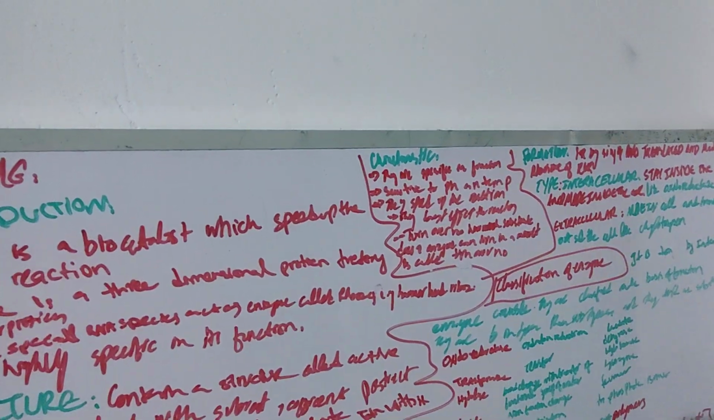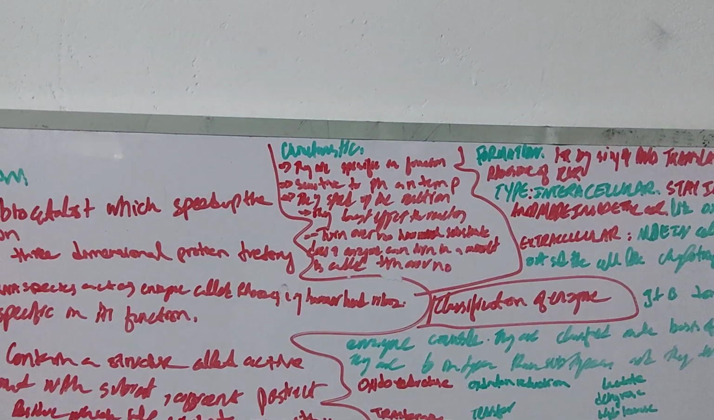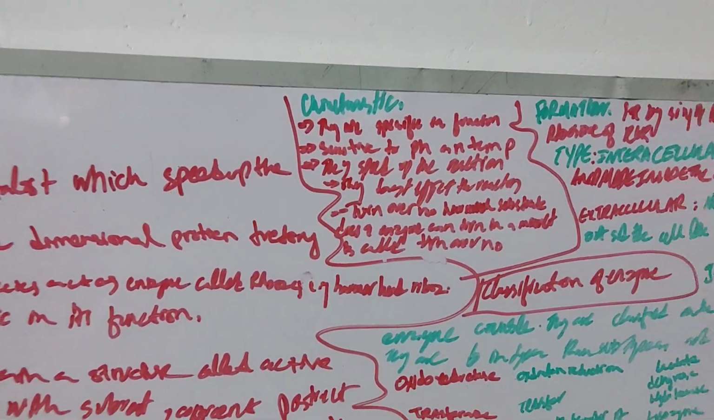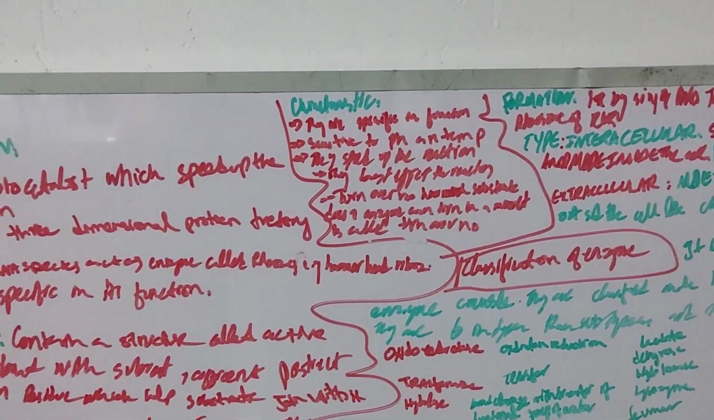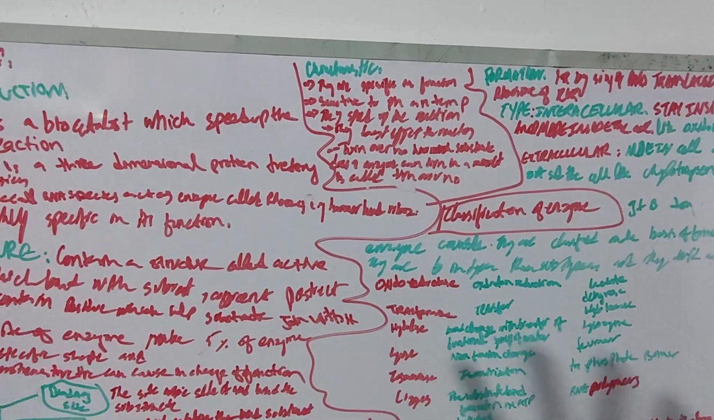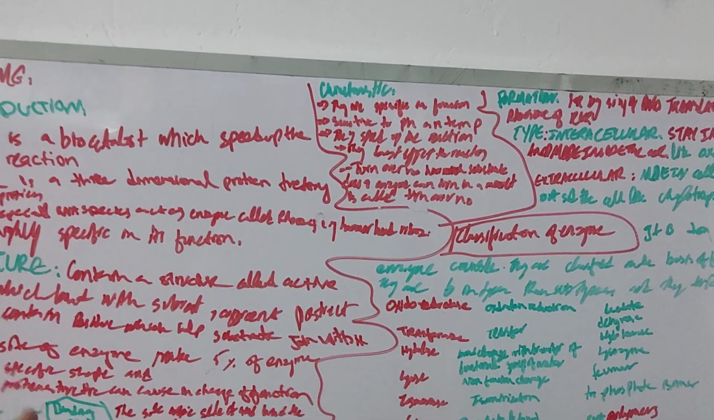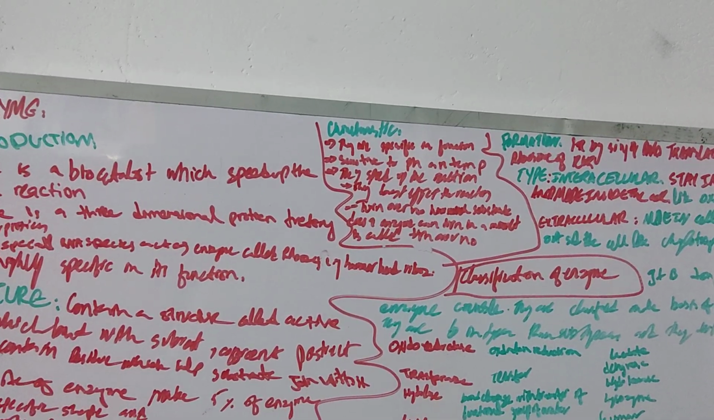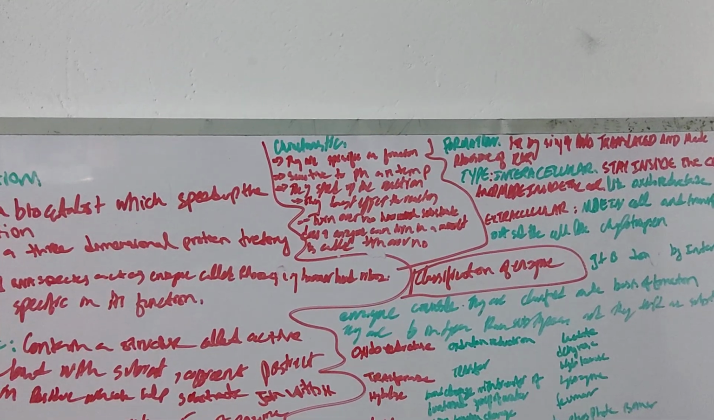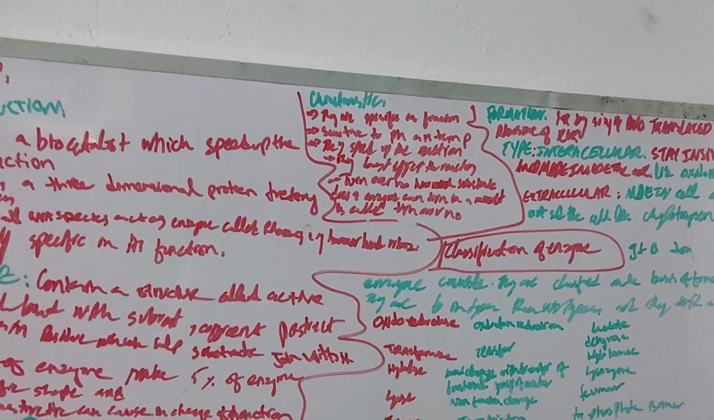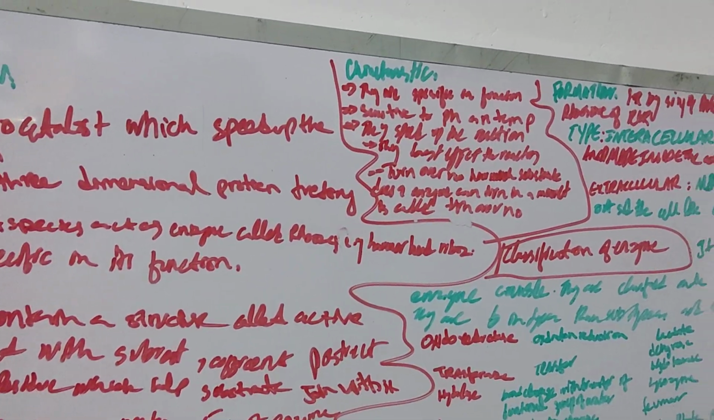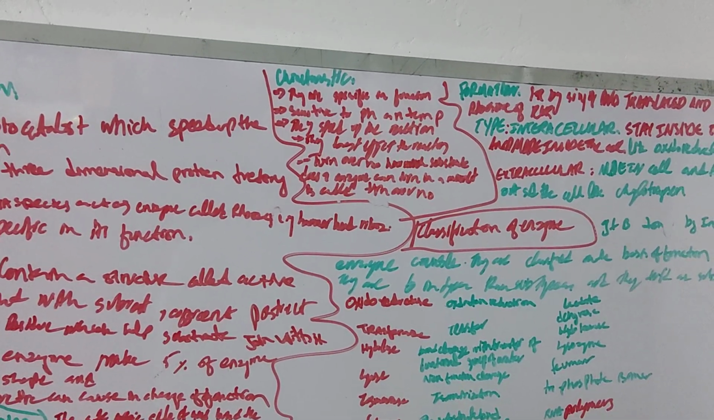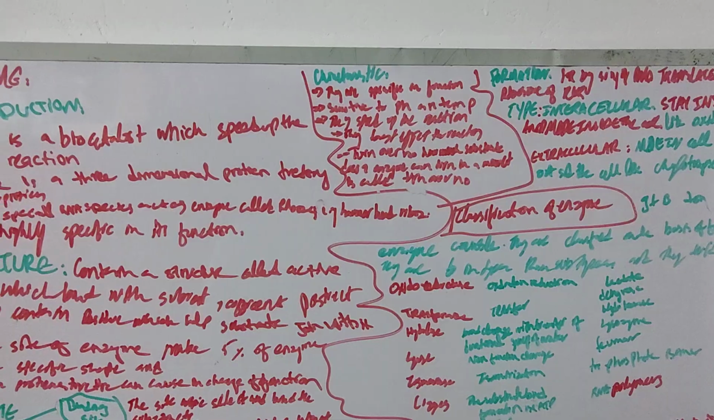Then characteristics: they are specific in function and structure, and sensitive to pH and temperature. If the pH and temperature are changed a little bit, it can slow down or stop the enzyme functioning or denature them. They speed up the reaction. They take part in the chemical reaction and do not change the end product but speed it up. They do not change the reaction. They are not harmful; they don't harm the substrate.